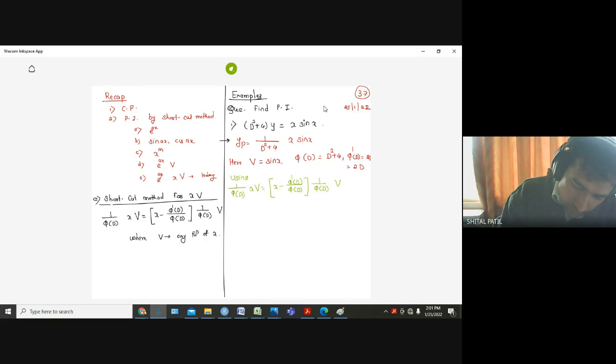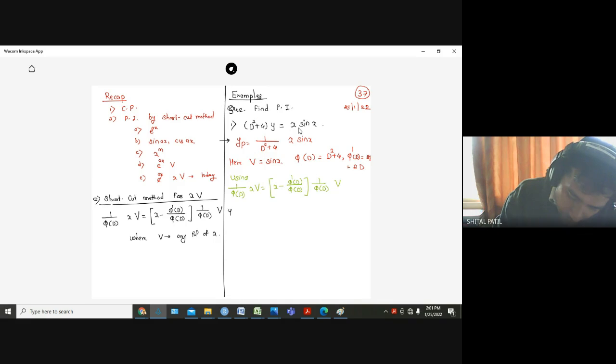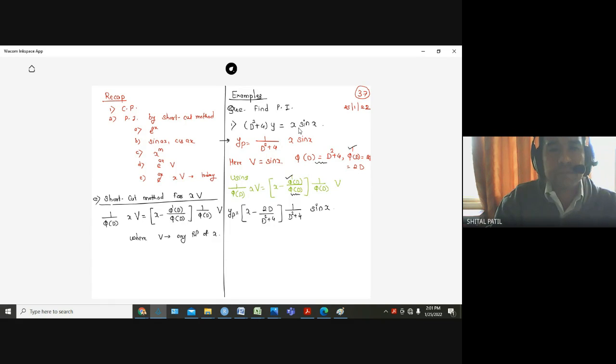Substituting the values, we have y of p equals x minus phi dash, here phi dash is 2D, divided by phi of D, times 1 upon phi of D to be operated on v. What is v? Sin x. Getting everyone? Now see, at this moment you think about this part only. Leave the square bracket.